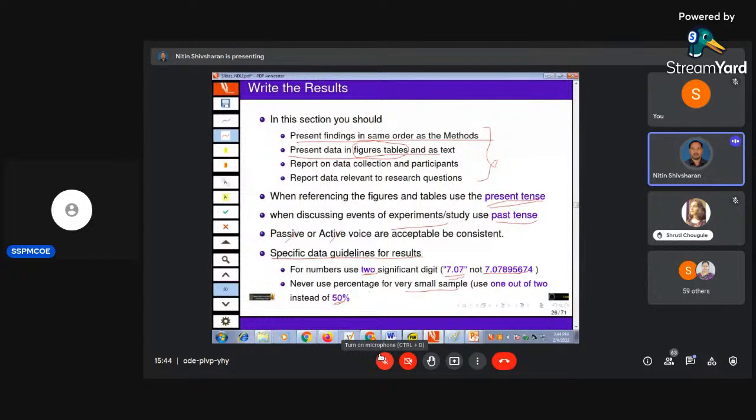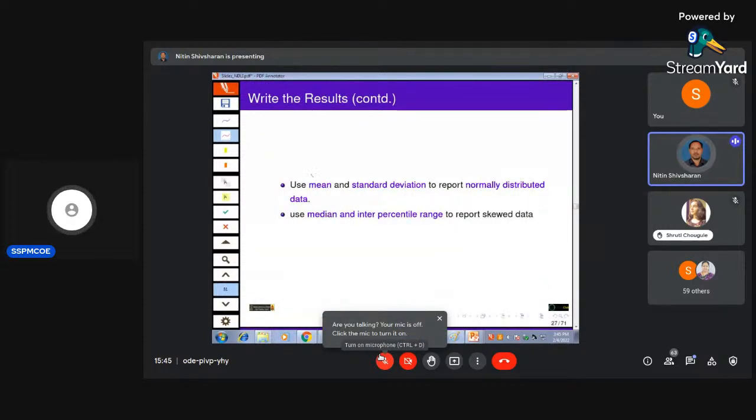Suppose my result obtained is 50%, meaning my result is 50%. Instead of writing a 50% result in my result section, one should write 1 out of 2. We should follow these small tips while writing the result section. If your results are in the form of mean and standard deviation, use them for normally distributed data. Use the median and inter-percentile range to report skewed data. So these are some guidelines or tips for writing the result section.